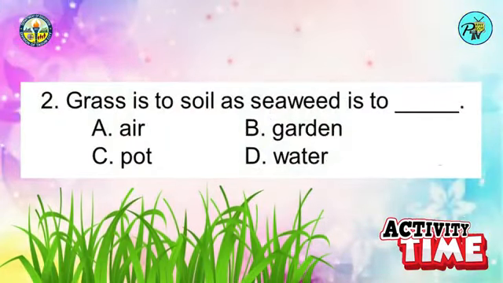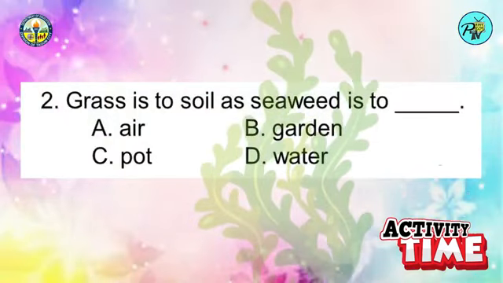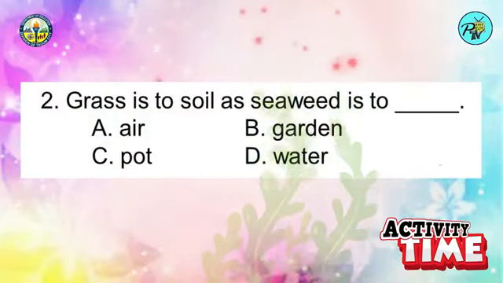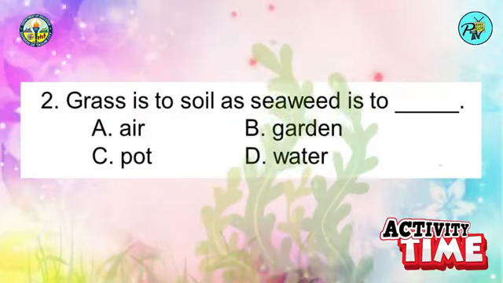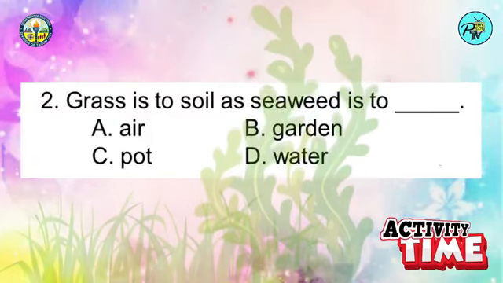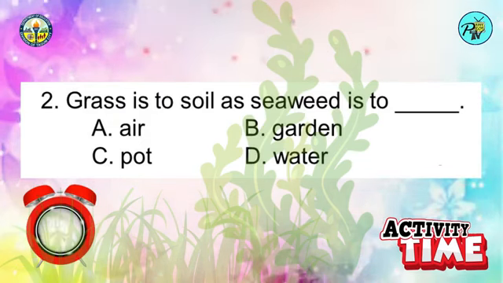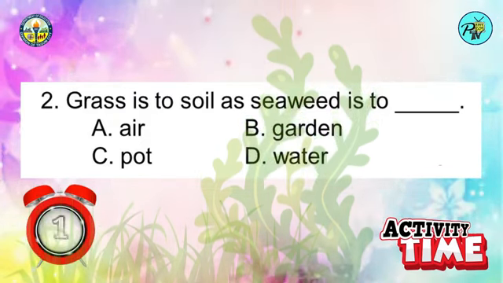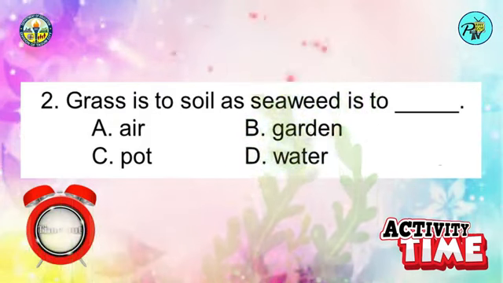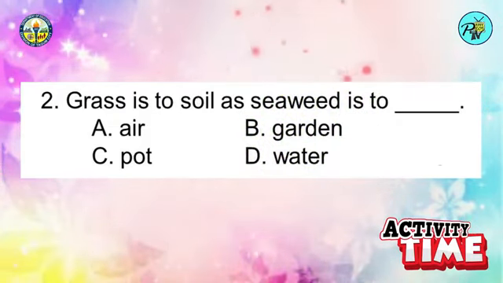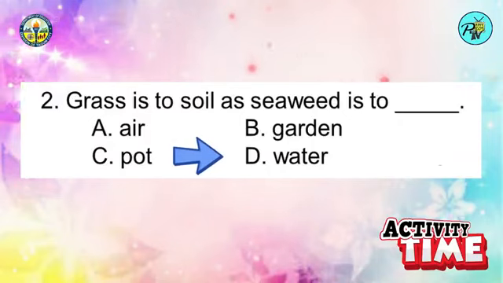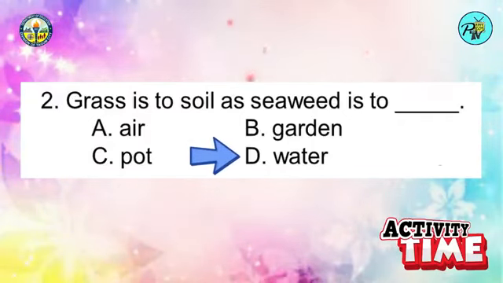Grass is to soil, as seaweed is to A. Air, B. Garden, C. Pot, D. Water. The correct answer is letter D, water.